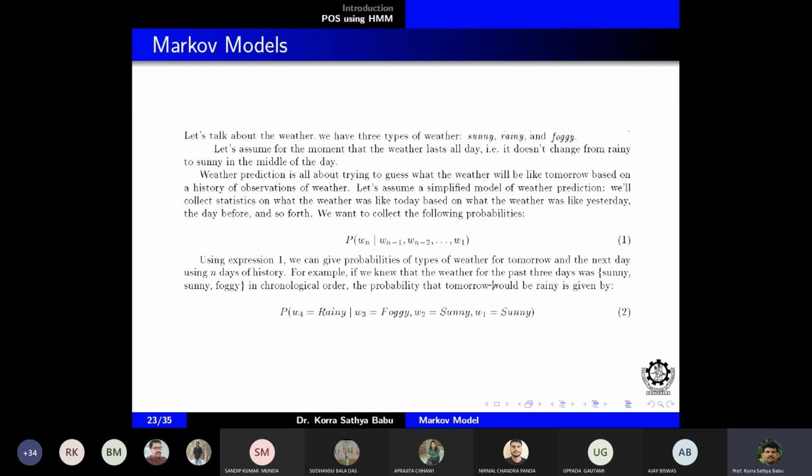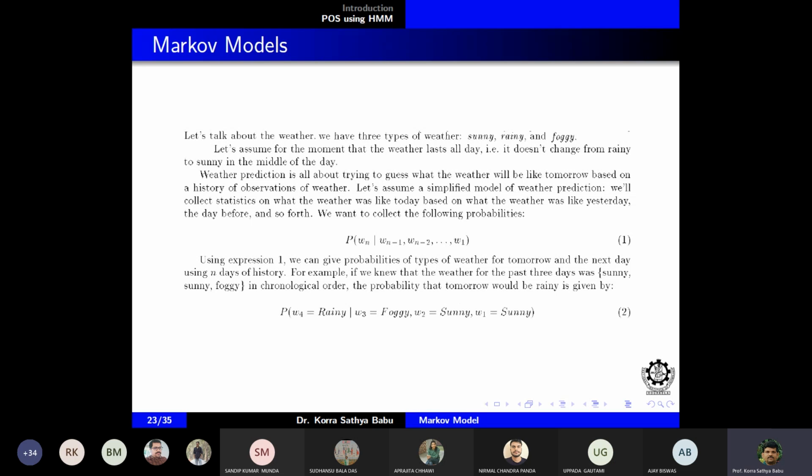So using the above expression, we can give probabilities of the type of weather for tomorrow and the next day using n days of history. For example, suppose you know that the weather for the past 3 days was like this: one day it was sunny, the second day it was sunny, and the third day it was foggy. Assume that in this chronological order it is available. So the probability that tomorrow would be rainy can be given by the following equation.